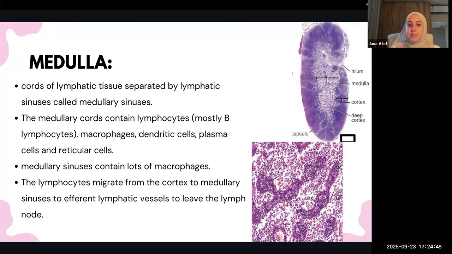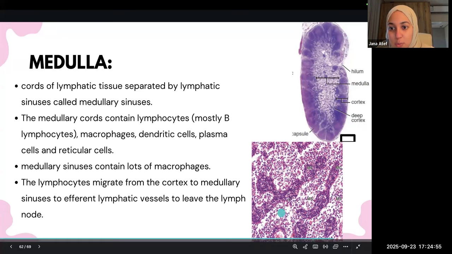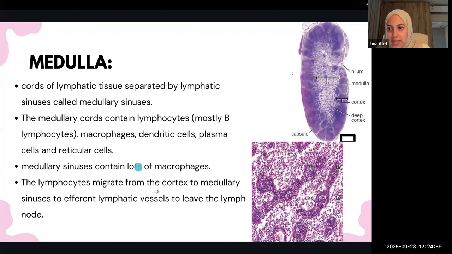So the lymphocytes, the B cells and macrophages, the dendritic cells, everything, they're found in the cords. So the cords are where the cells are. So where the cells are located are in the cords. The sinuses contain, again, the lymph itself, the fluid, and macrophages, because we want to filter it.